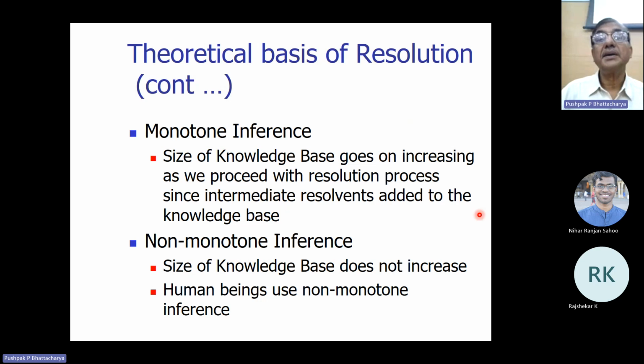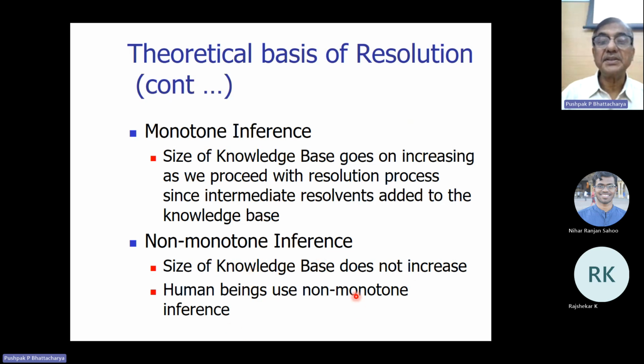So some of the theoretical bases of resolution are the following. Resolution leads to what is called monotone inference. The size of the knowledge base goes on increasing as we proceed with the resolution process, since intermediate resolvents are added to the knowledge base. So what we prove is indeed true, and it becomes part of the knowledge base. So the knowledge base keeps on increasing. Non-monotone inference is something where the size of the knowledge base does not increase.